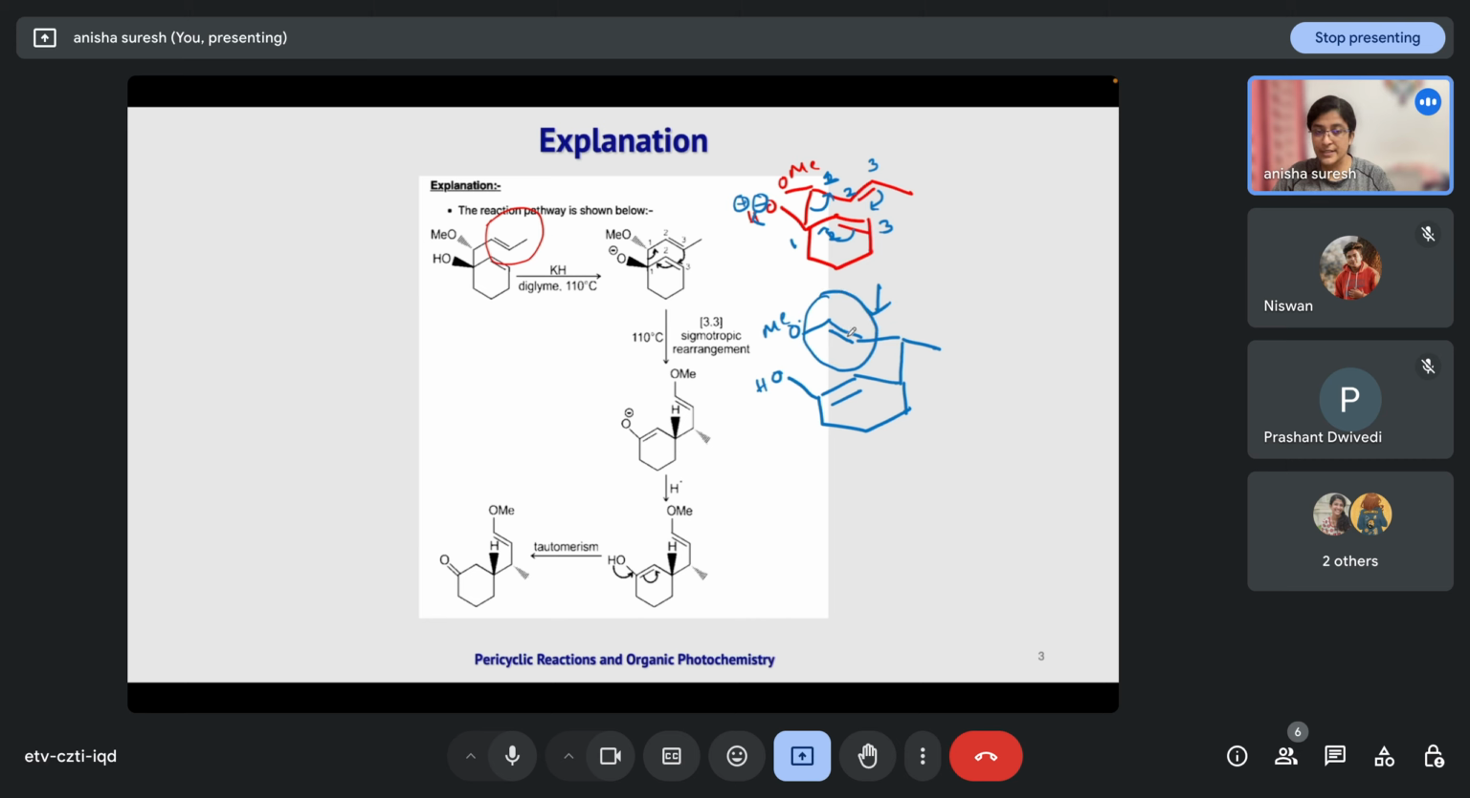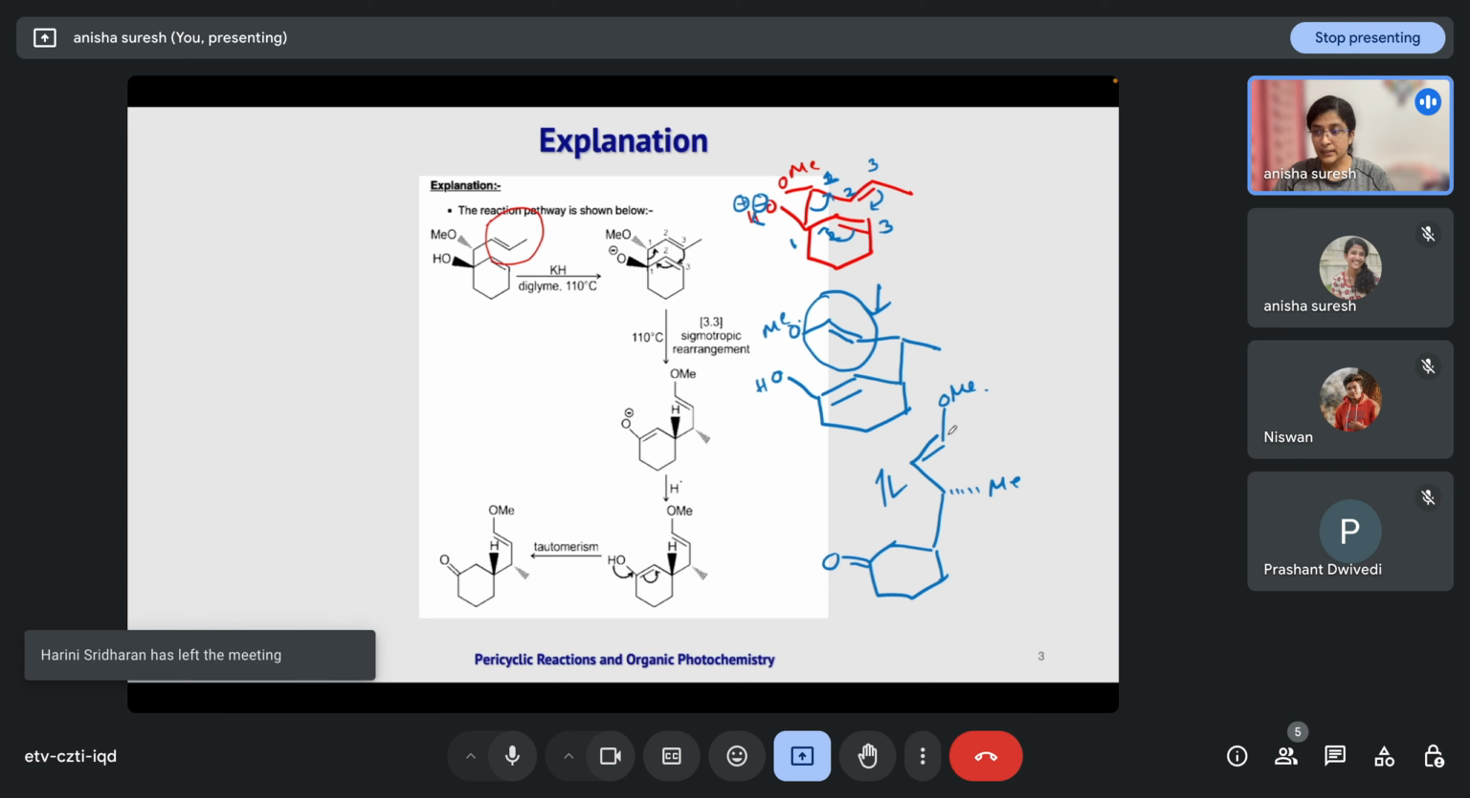Here the stereochemistry of this alkene will be E with respect to this OMe, and this methyl group will be below the plane. So if we draw the final conformation, here tautomerism can take place. This is an enol. It will tautomerize to ketone. So if we draw this, here this methyl group will be below the plane, and this will be the conformation of the alkene. It will be an E alkene. Clear? So this is the final product that will result.